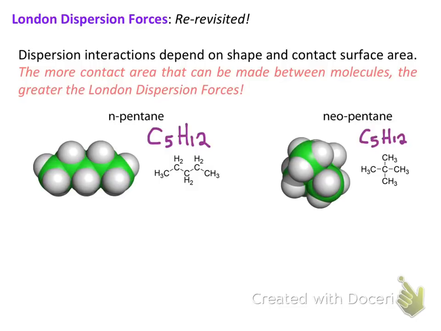So which of these two molecules, n-pentane, which is splayed out in a more linear fashion, or neopentane, which is a more compact molecule, would you expect is able to create more interactions with fellow molecules of their type? Take a moment and choose which one you think would have the higher boiling point.